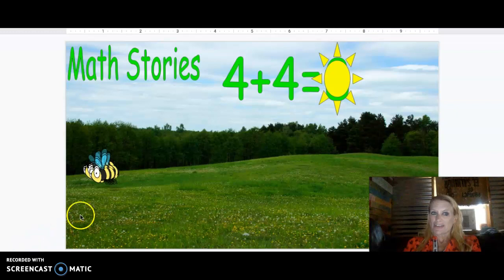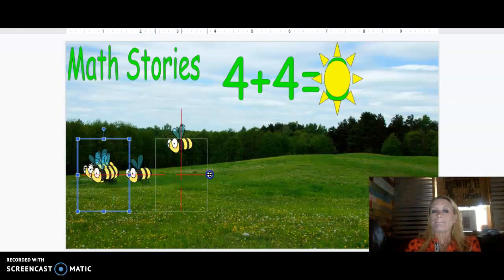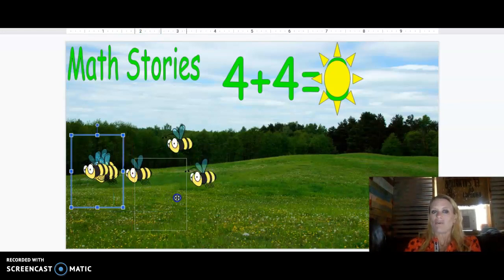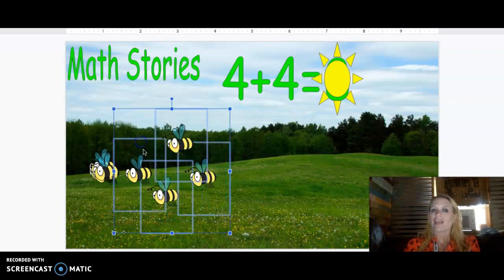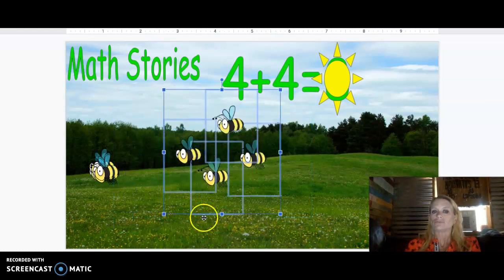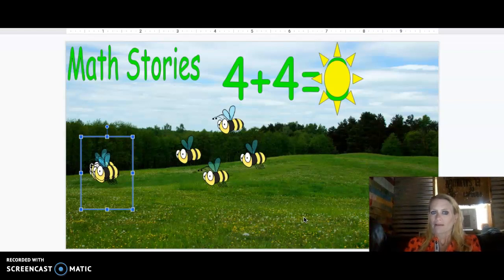Let's do our math stories. So I have 4 plus 4 equals. Once upon a time, I had 4 beautiful bees. 1, 2, 3, 4. 4 beautiful bees, and they were flying all around. They came to a meadow where there were lots of flowers, and they met 4 more bees.